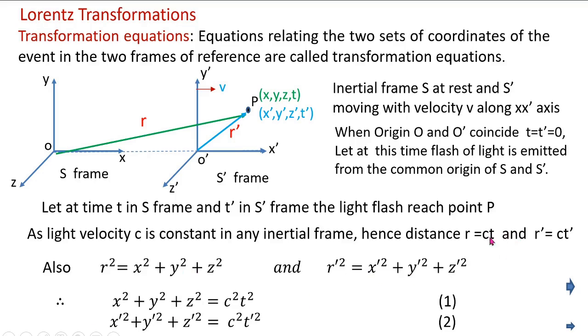Then comparing these two, r is equal to ct and r square is equal to x square plus y square plus z square. Therefore, substituting r is equal to ct, x square plus y square plus z square is equal to c square t square. And here, substituting r dash is equal to ct dash, x dash square plus y dash square plus z dash square is equal to c square t dash square. These two equations.